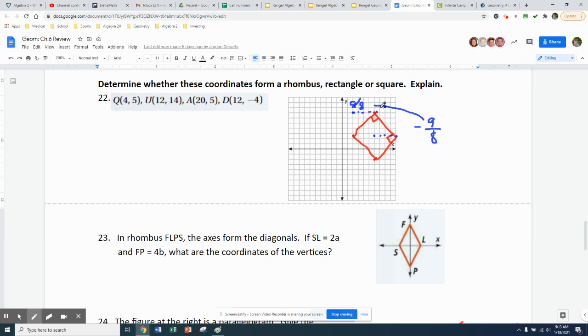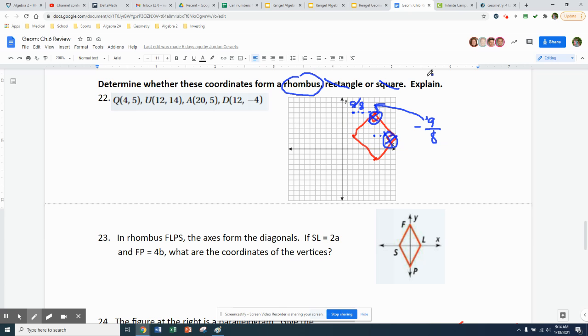Now, are these two opposite reciprocals? This one went up 9/8. This one goes down 9/8. They are opposites. One's positive, one's negative, but they're not opposite reciprocals. So I do not have a 90-degree angle here. That's not 90 degrees, and anywhere else doesn't matter. It's not going to be 90 degrees. So that eliminates it. It's not going to be a rectangle. It's not going to be a square. This one has to be a rhombus.